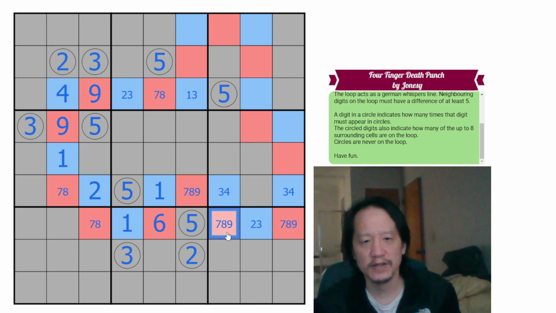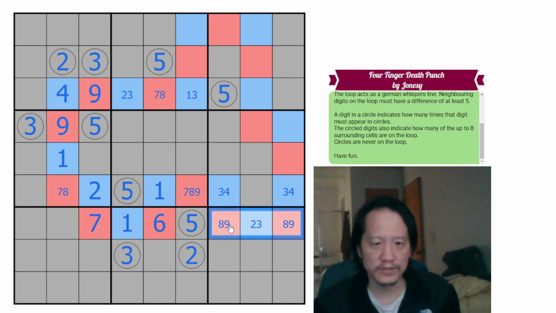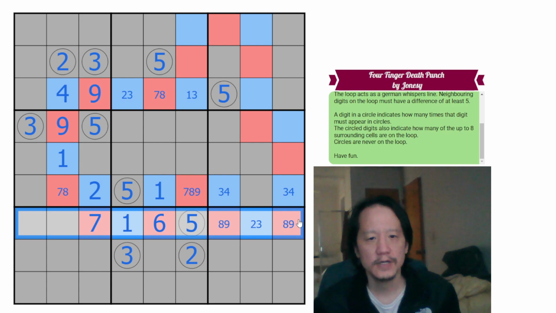Therefore, 7 cannot be either of them because it's next to at least a 3. And 7 can never be next to 3 or higher. So this has to be 8, 9, 8, 9. Therefore, this is a 7 because of the 8, 9, 8, 9 pair in row 7.